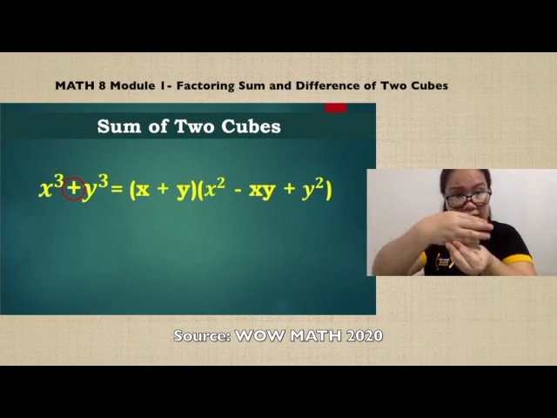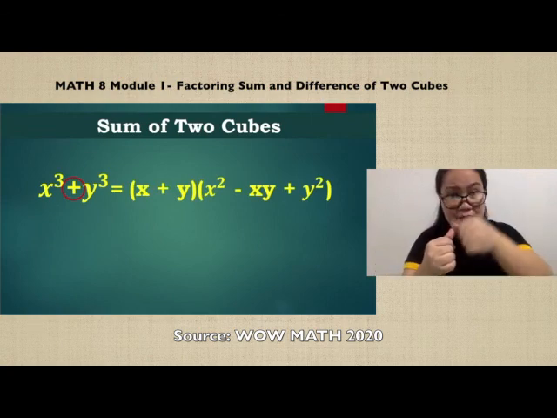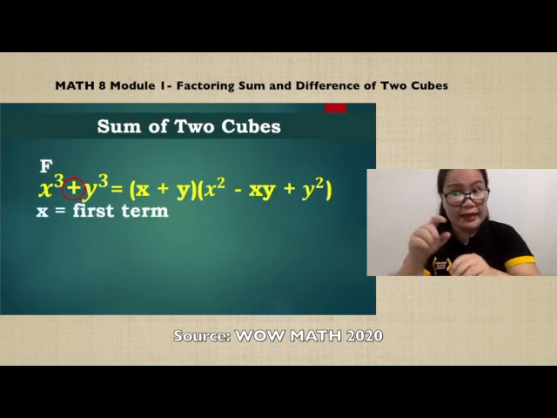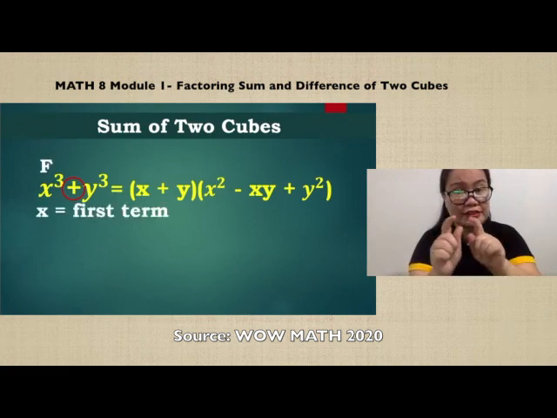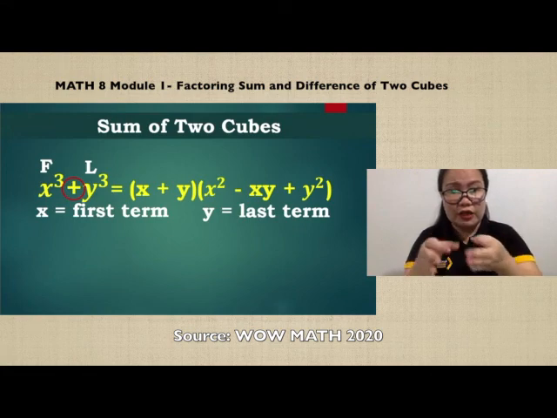So, paano natin siya ifa-factor? Using this form. So, tatandaan lang na ang x natin dito, that is your first term. Yung y natin, that is your last term. Okay. So, itong mahaba na to, ito ang factored form niya. So, ito ang palatandaan dyan.